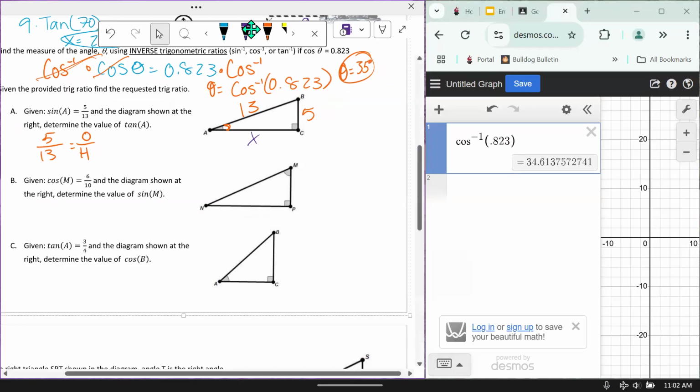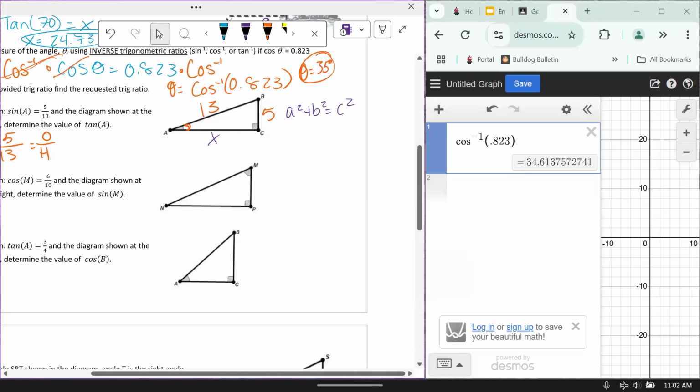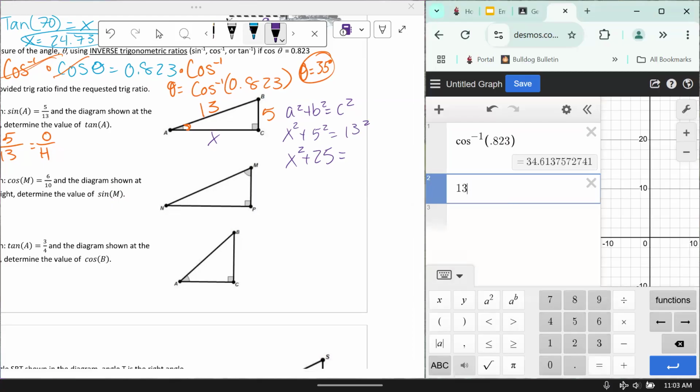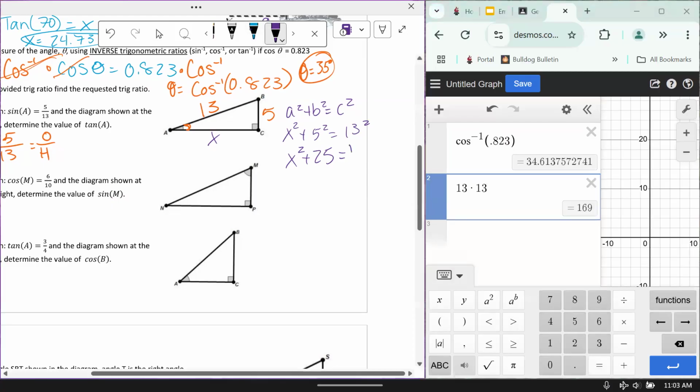Pythagorean theorem, that's right. A squared plus B squared equals C squared, okay? So this would be A squared, we can call it X squared, plus B squared would be 5 squared, equals 13 squared. Okay, so X squared plus 25 equals, I think, 169? 13 times 13, yeah, 169. Okay, subtract out your 25. Minus 25, that gives us X squared equals 144.